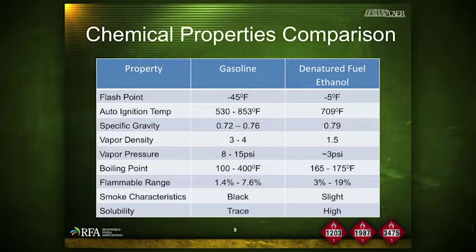Both gasoline and ethanol are very flammable products. Gasoline has a lower flash point of 45 degrees below zero Fahrenheit compared to 5 degrees below zero for ethanol. The densities of gasoline and denatured fuel ethanol are similar. Both fuels are lighter than water, which has a density of 1. Gasoline has a very broad boiling point range, which indicates components will boil off over a broad temperature range. Ethanol, on the other hand, has a very narrow boiling point range. Ethanol has a lower vapor pressure than gasoline, 3 psi versus 8 to 15 psi for gasoline. Note the differences in the flammability ranges for these two products. It is also important to understand the great difference between the water solubility of ethanol versus gasoline.